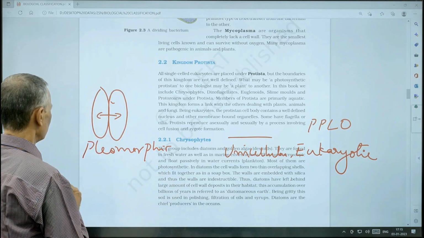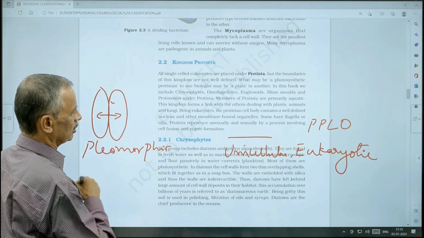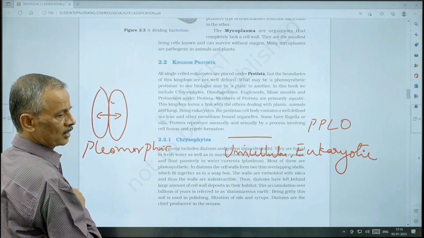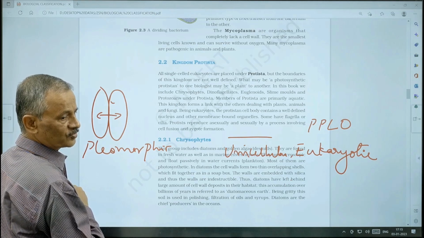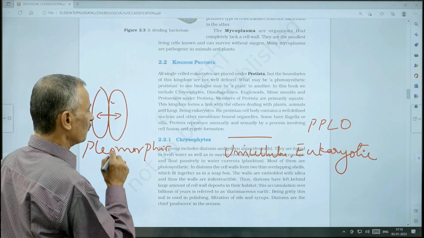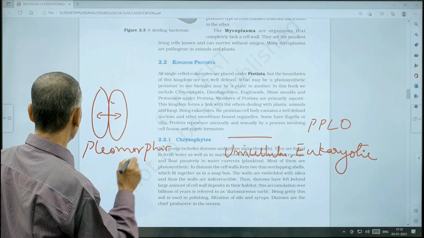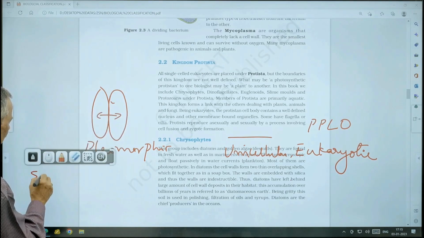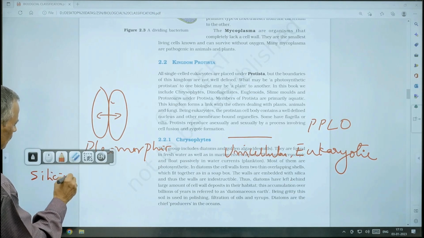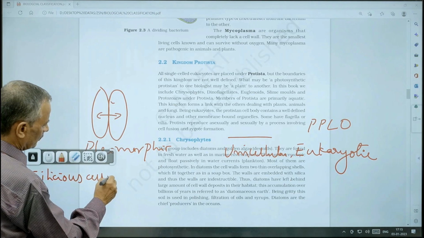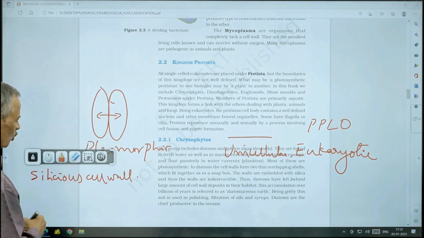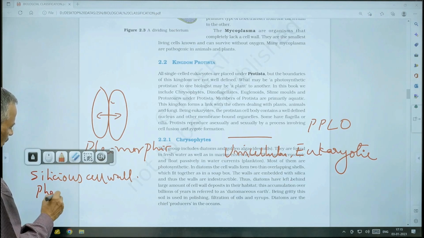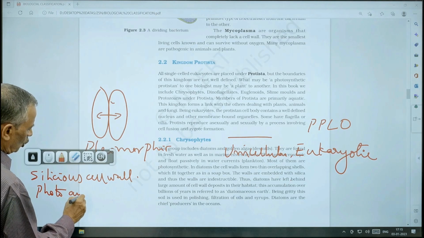1. What is the cell wall? Here in Chrysophyta, the cell wall is made up of cellulose which is impregnated with silica. So, we are having a siliceous cell wall. Number 2, they are all photosynthetic. So, photoautotrophs.